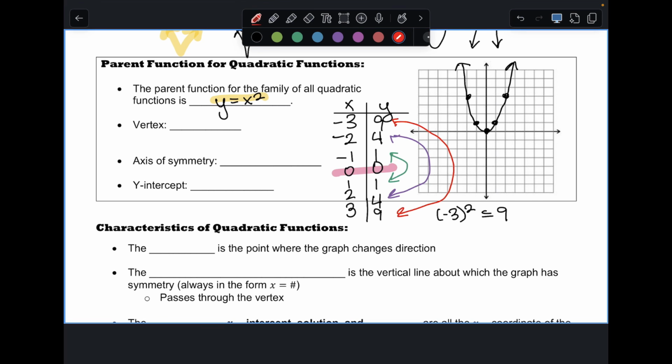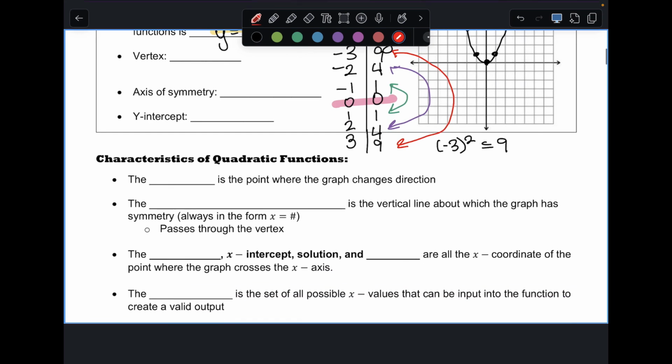So whenever I graph these, I really only need to find half of my points, and then I just copy it on the other side to get my other half, okay? So I didn't really have to plug in all of these, I just copied it over. Anyway, here's our parent function. We only really need to find half of our graph, this half. Once we have this half, we copy it on the other side.